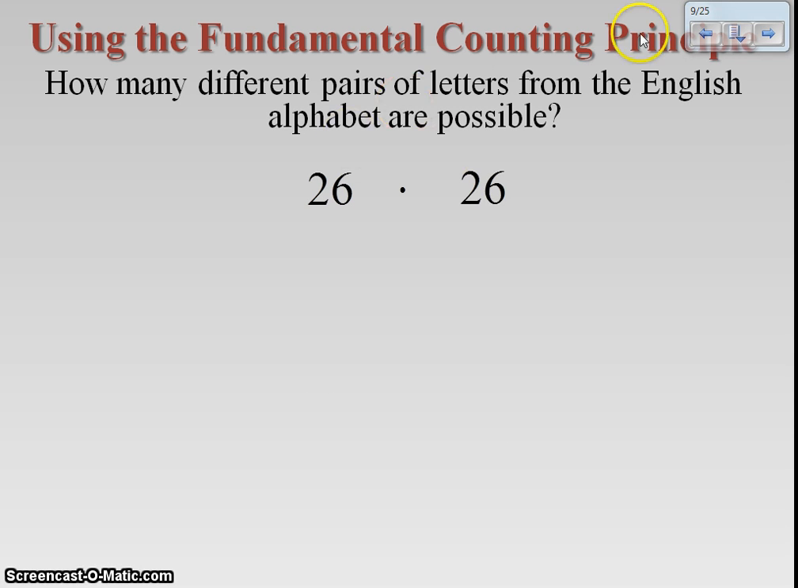Now, notice that it doesn't say anything about doubles are not allowed. If it had, it would have changed it. You think about what kind of a change that might make. But all it says is letter pair. So, 26 letters for the first, 26 letters for the second.